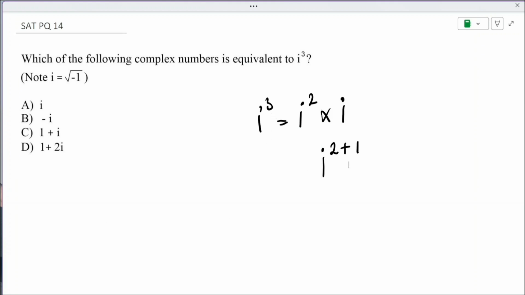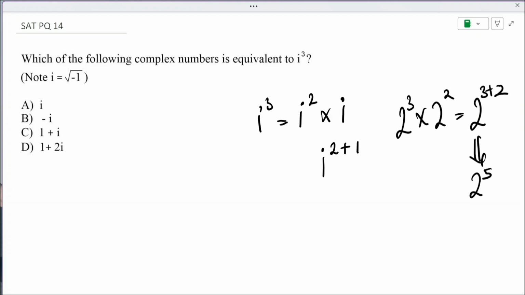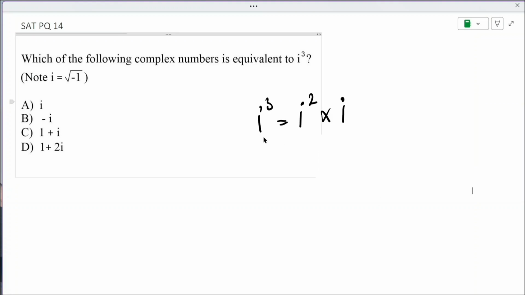To better explain it, you can have 2 to the power of 3 times 2 to the power of 2. That will give you 2 to the power of 3 plus 2, which is 2 to the power of 5. Note that the reverse is allowed in indices. That is, you can go from 2 to the power of 5 to 2 to the power of 3 times 2 to the power of 2 through 2 to the power of 3 plus 2. And the same applies to this imaginary number i to the power of 3.